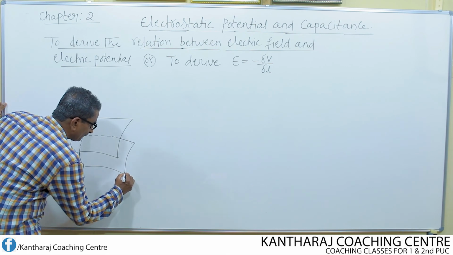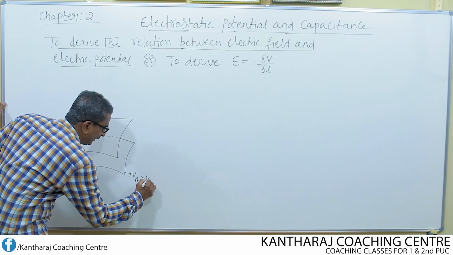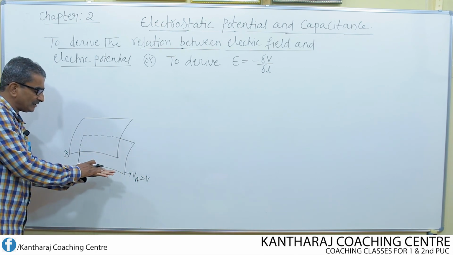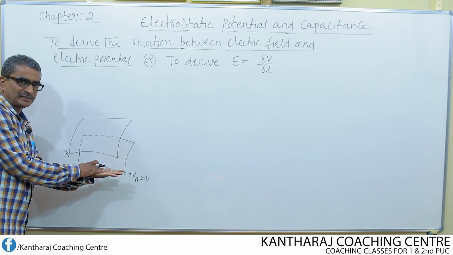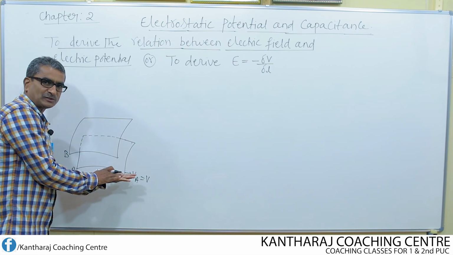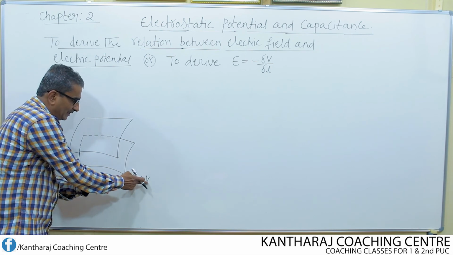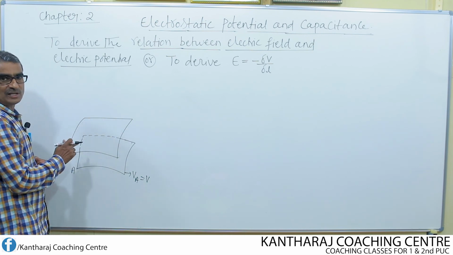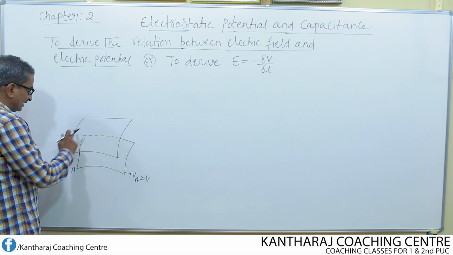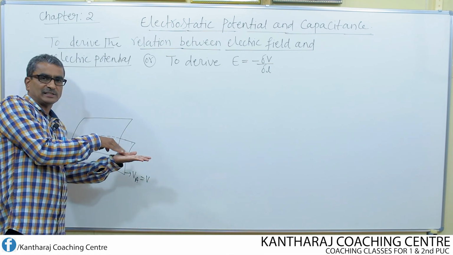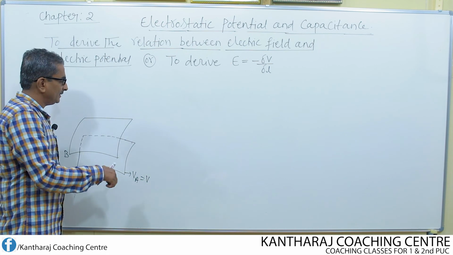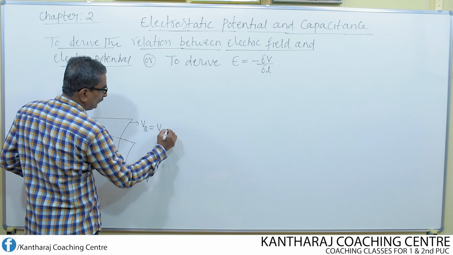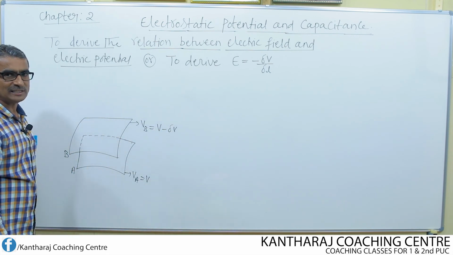Now let VA equal to V be the potential of the surface at the bottom. I treat this as equipotential surface A, and let this surface possess a potential VA, which I take as equal to V. And let the second equipotential surface B, which is above this, be the potential VB, which is equal to V minus delta V. So what does it indicate now?